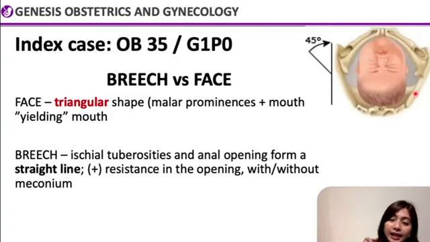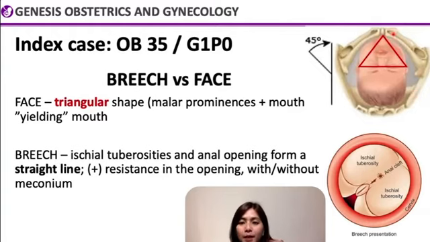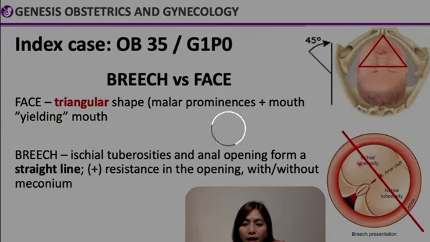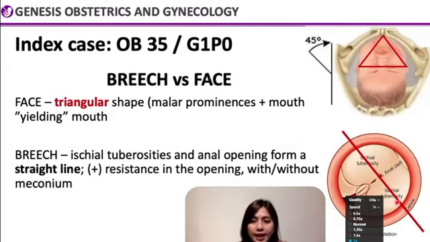Pag breech naman, ang difference niya, kung triangle sa face, sa breech, yung ischial tuberosities mo or the bony prominences and the anal opening form a straight line. Okay? So, there is resistance in the opening because may sphincter yung anal opening mo. There could be with or without meconium. So, obviously, pwede may meconium. So, ito yung sasabi ko na triangular shape sa face. So, yung malar prominence mo and the mouth will form a triangular shape on IE. And then, sa breech naman, one straight line siya. So, yung buto, yung opening, saka yung another buto, which are your ischial tuberosities, yan yung nagpo-form ng straight line. So, dyan mo ma-distinguish between the face and the breech presentation on internal examination. Okay, so si patient natin ay face presentation.